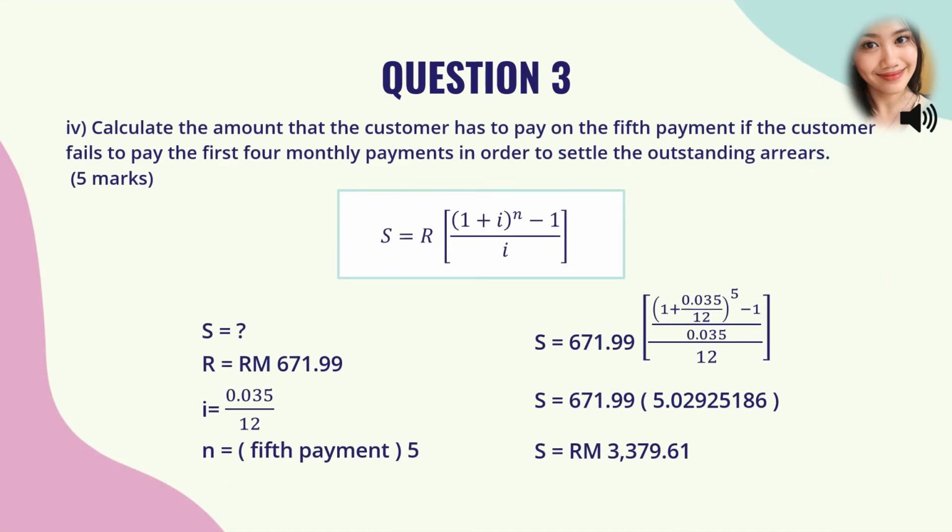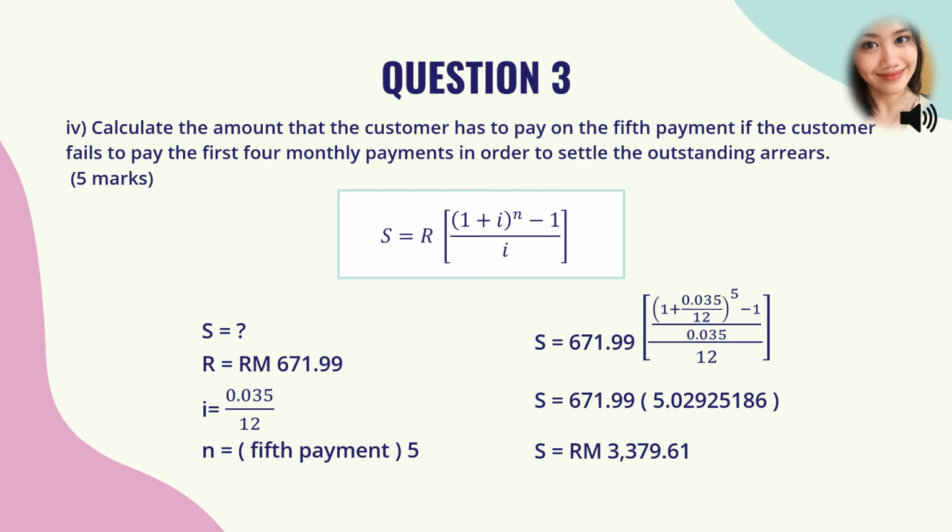The last one, Roman 4. Calculate the amount that the customer has to pay on the 50th payment if the customer failed to pay the first 4 monthly payments, in order to settle the outstanding arrears. So, for this question we choose the future value formula that S equals R in bracket 1 plus I power n minus 1 over I. S refers to future value, R refers to periodic payment, I refers to compounding interest rate, and N refers to the number of payments.